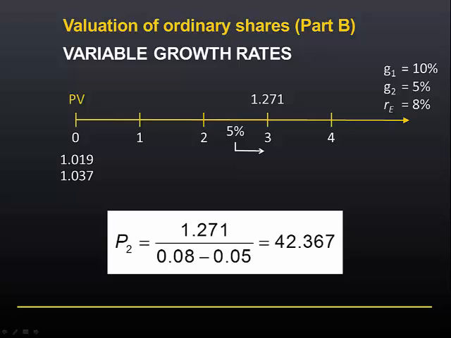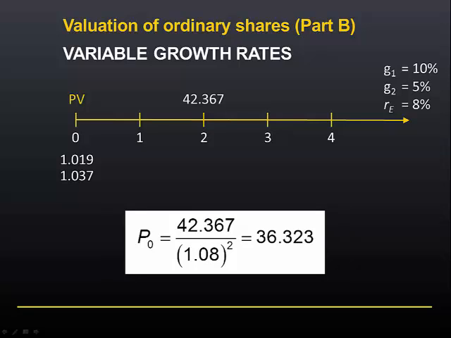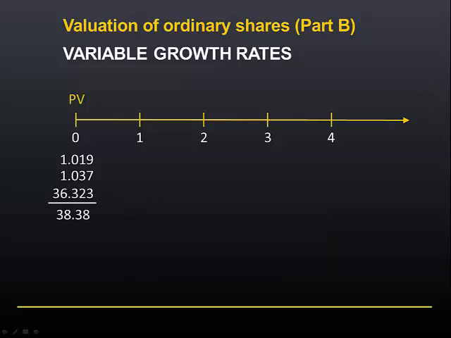All dividends from D3 onwards constitute a growing perpetuity, and D3 is the first dividend of that growing perpetuity. So if we divide that number by the required rate of return minus the constant growth rate, we get a value of 42.367, and this is the value as at year 2. We need to discount that to a present value by dividing by 1.08 squared, and we get an answer of 36.323, and the total value of the share is $38.38.